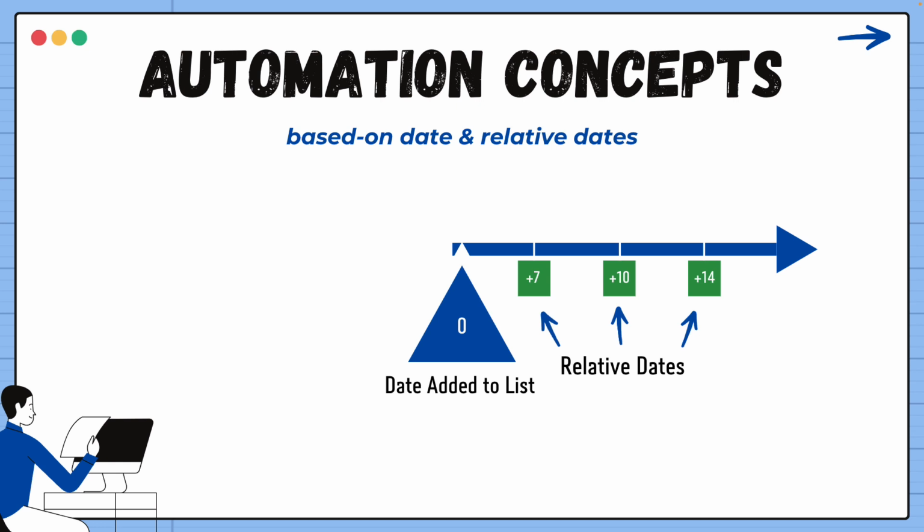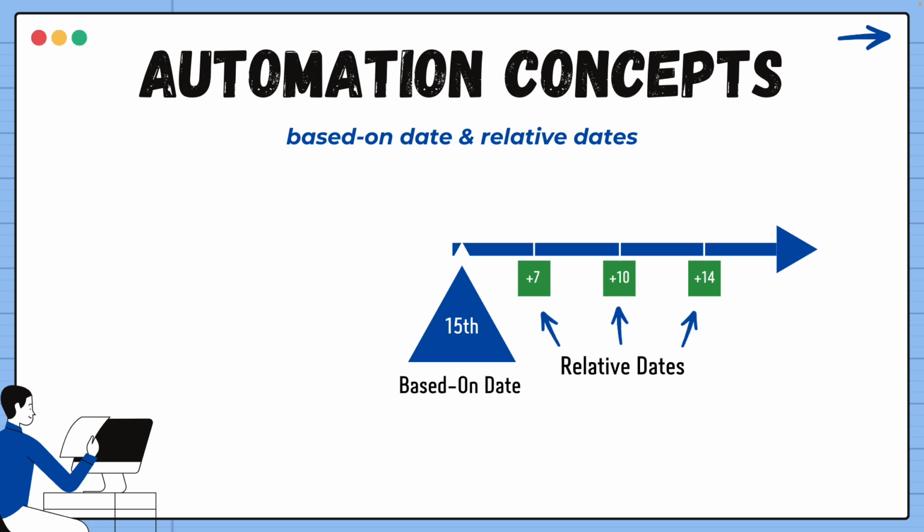And no matter when they're added, email sending events will be relative to the date that they are added. So in this example, the date that they are added to the list becomes the based on date. As you see here, let's just say it's the 15th, and the email sending events that are pre-created are designed around what are called relative dates.